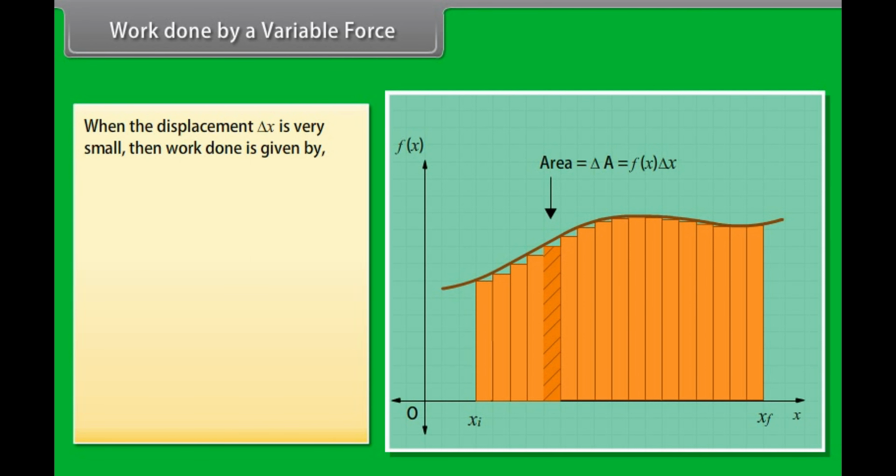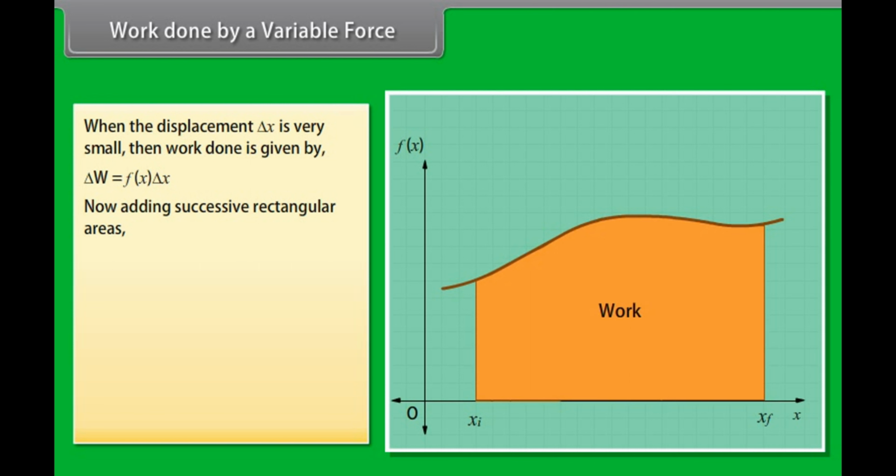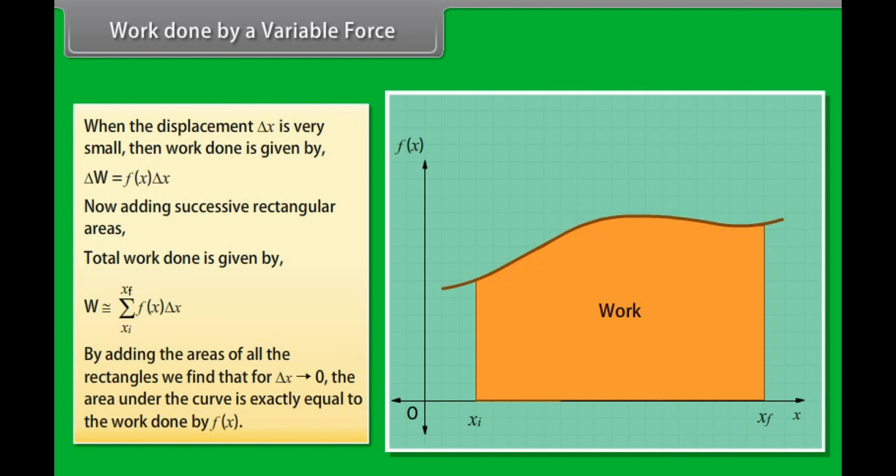Work done by a variable force. When the displacement delta x is very small, then work done is given by delta W = Fx delta x. Now, adding successive rectangular areas, total work done is given by W is approximately equal to the summation from initial position xi to final position xf of the product of Fx and delta x. By adding the areas of all the rectangles, we find that for delta x tending to 0, the area under the curve is exactly equal to the work done by Fx.